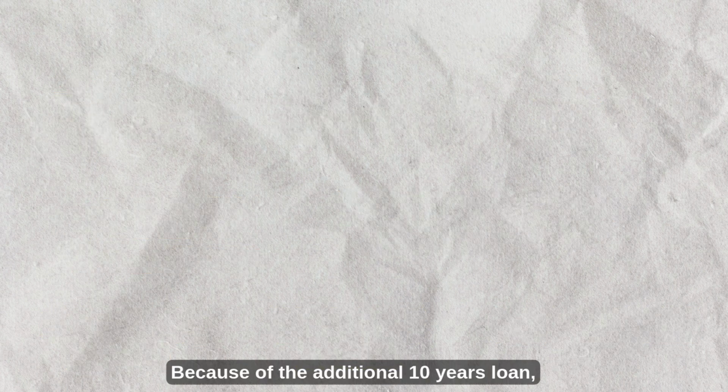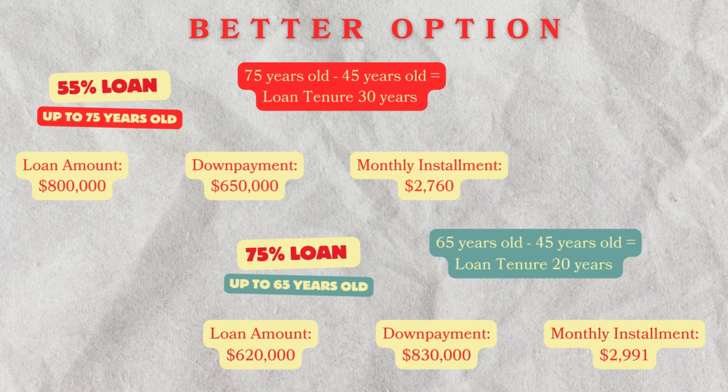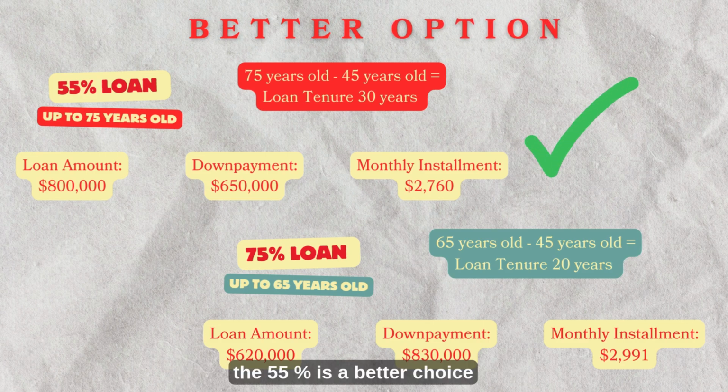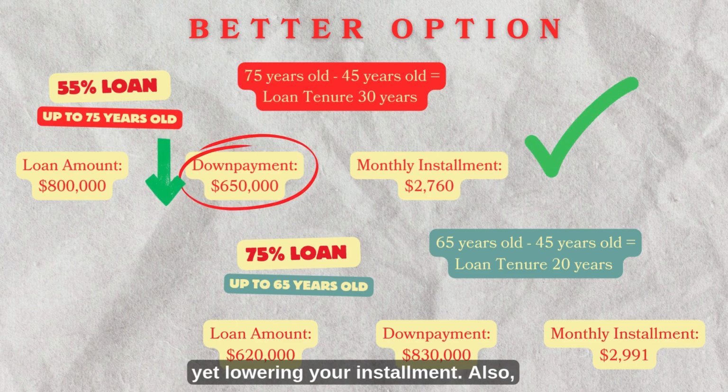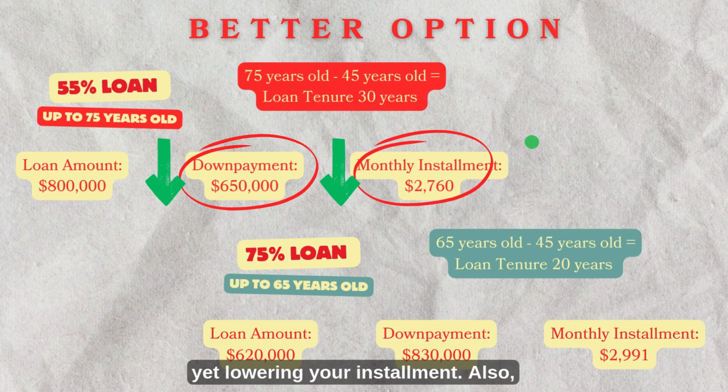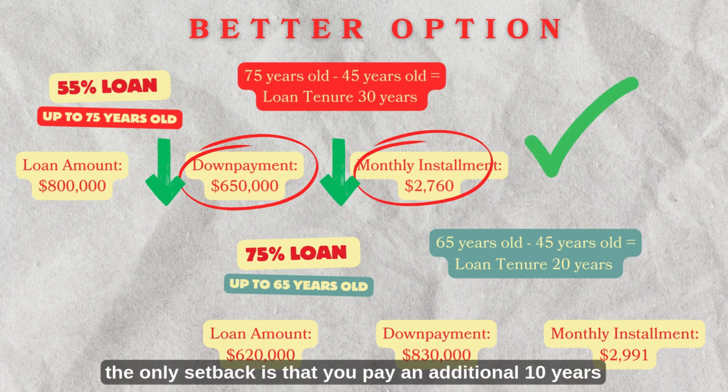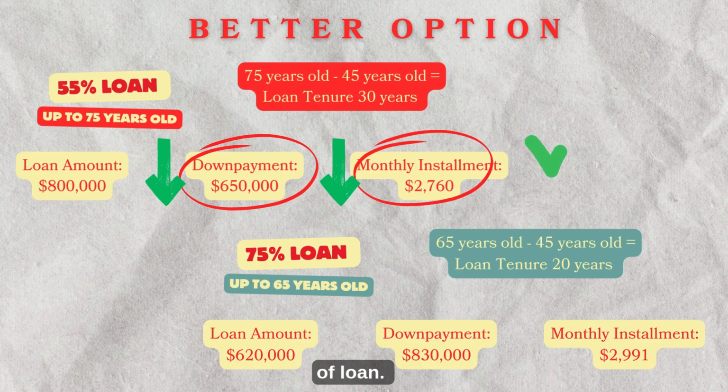$2,760. Because of the additional 10 years loan, the 55% is a better choice as you are paying a lower down payment and yet lowering your installment. Also, the only setback is that you have to pay an additional 10 years of loan.